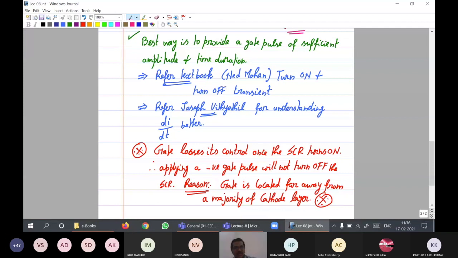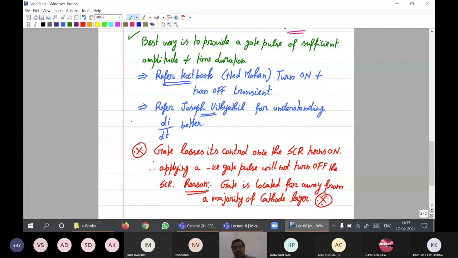See, the gate is located in one corner of the entire structure. Therefore, the gate cannot have control over a majority of the cathode layer. That is the reason. In fact, you can understand this from the two transistor analogy as well. If you remove the base of transistor T2, the NPN transistor, there will still be collector current acting as base current to transistor T2. You can refer to the two transistor analogy for better understanding.